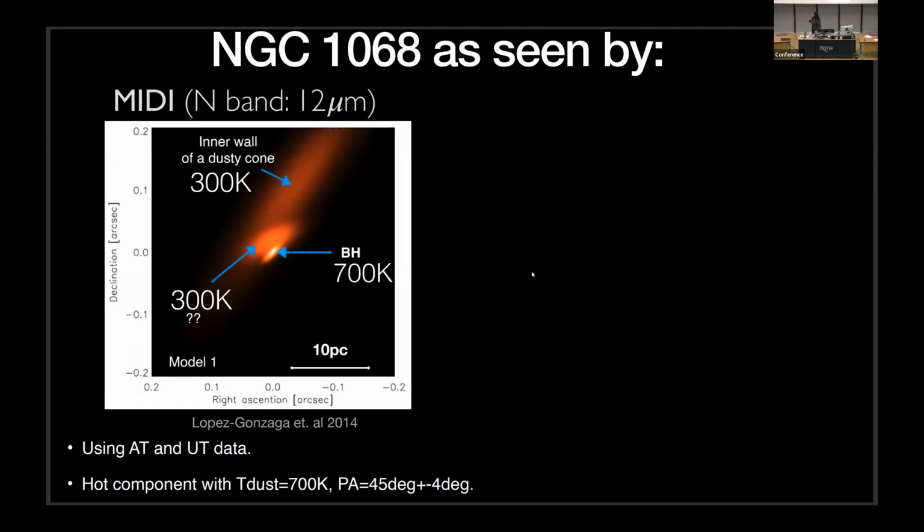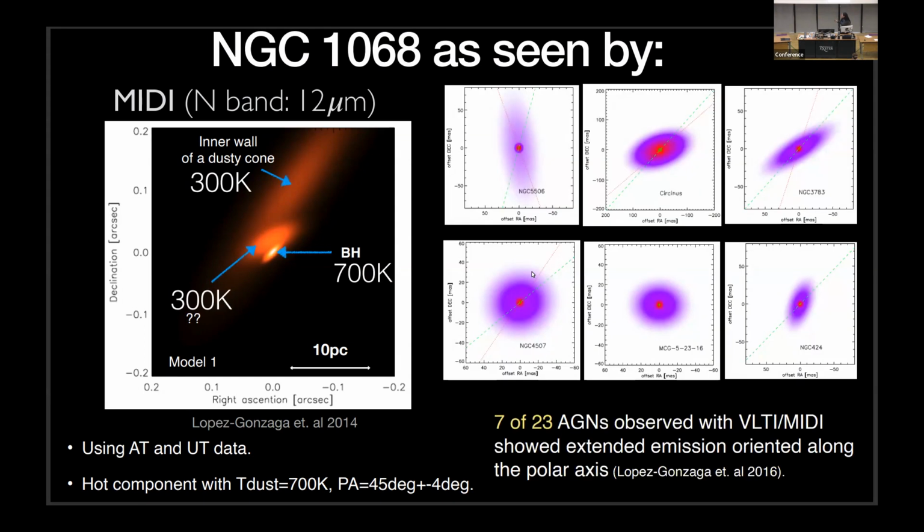So further research with MIDI, with more UV points, gave way to this other three-Gaussian model, where they found again a compact source, a more extended source, and a very extended source. They gave temperatures of 300 Kelvin, 700 Kelvin, and 300 Kelvin to these sources, respectively. Now, this was using AT and UT data. The other results were made with UT data only. And the position angles were actually close to the position angles that we see in the water masers. So this was also very nice.